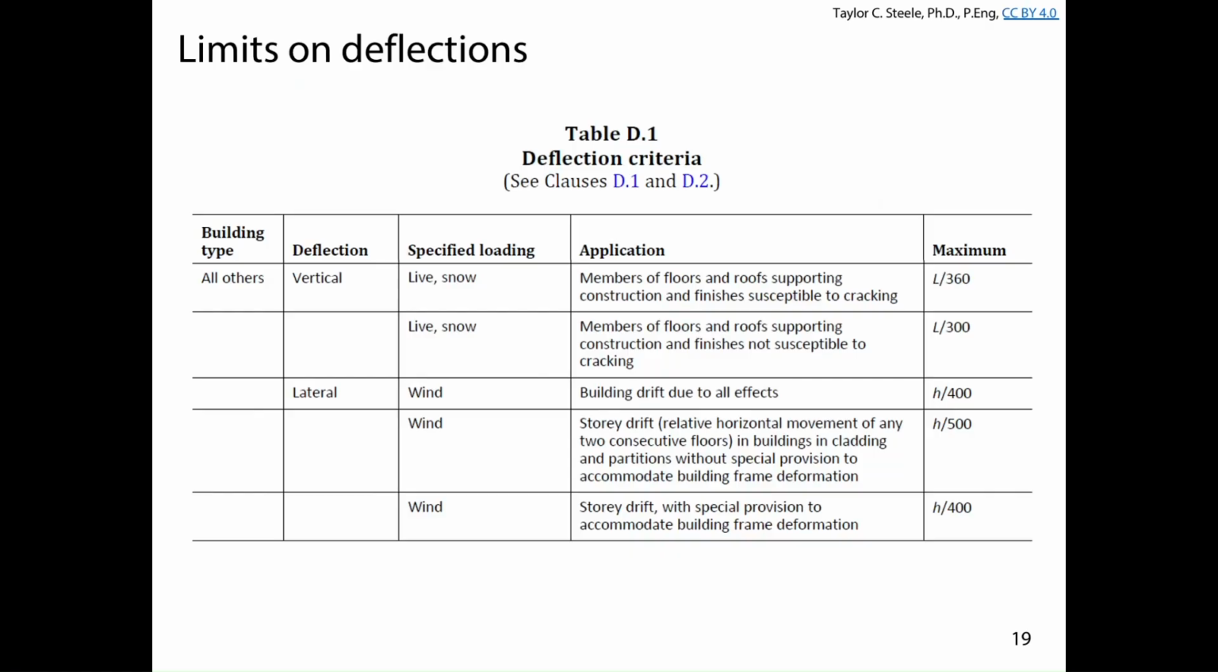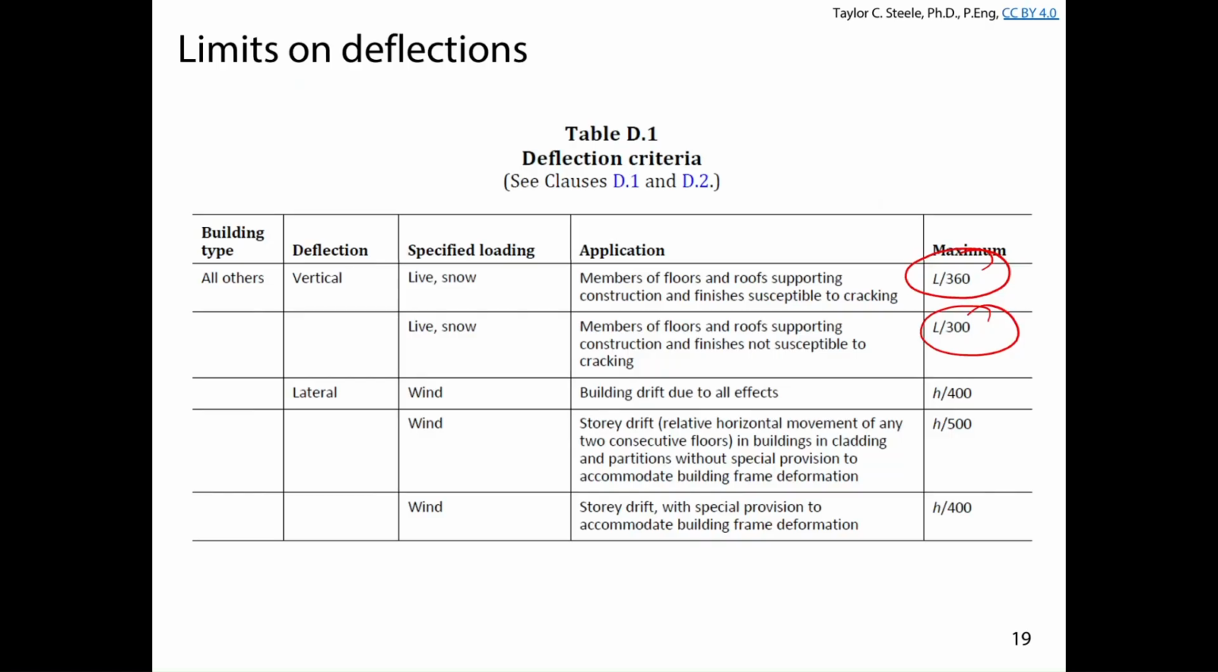These are the important ones, so members of floors and roofs supporting construction or finishes that are susceptible to cracking, right? So tile floors, marble floors, you probably want to use a smaller limit. Basically, if you've got ceiling tiles or floor tiles that can crack, you're going to be using L over 360 as a maximum limit. If you've got carpeting or vinyl or linoleum, it might delaminate or crinkle, but it's not going to crack and cause a tripping hazard as much as anything else. So for members of floors and roofs supporting construction and finishes that are not susceptible to cracking, we can use a slightly higher limit on that deflection.